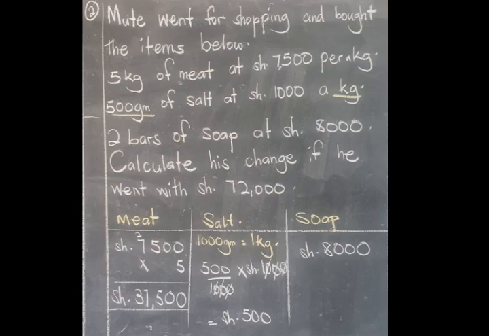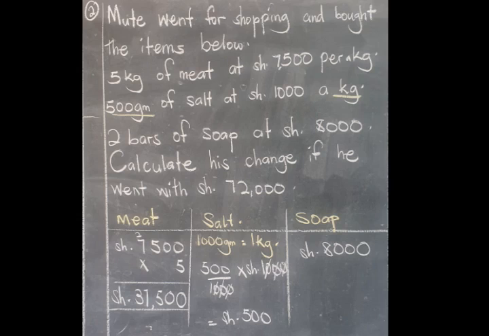After that, we're going to handle example number 2, whereby they say, Mute went for shopping and bought the items below. 5 kilograms of meat at 7,500 shillings per kilogram, 500 grams of salt at 1,000 shillings a kilogram, 2 bars of soap at 8,000 shillings. And they are saying, calculate his change if he went with 72,000 shillings.